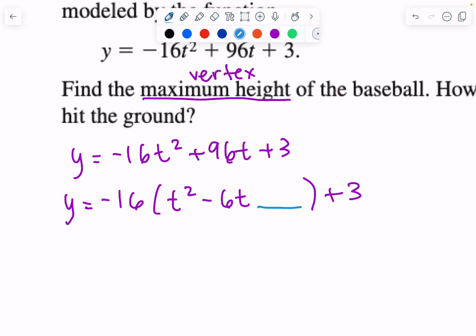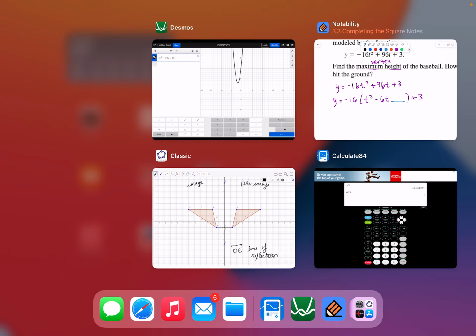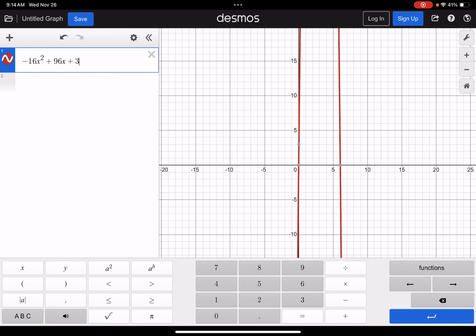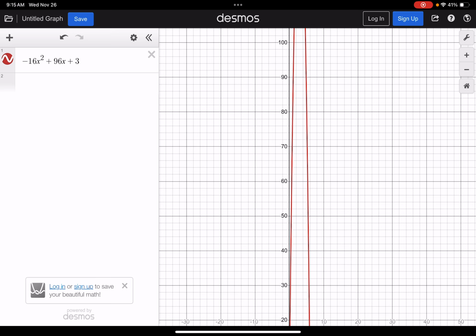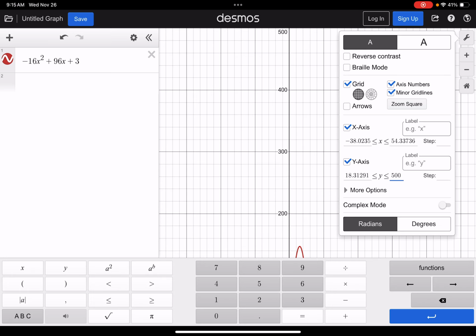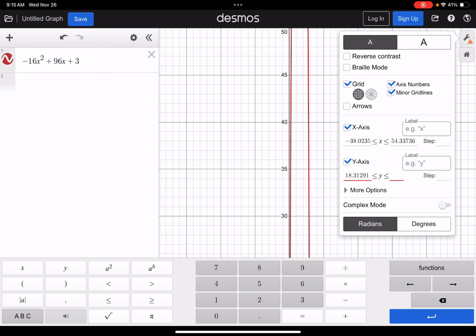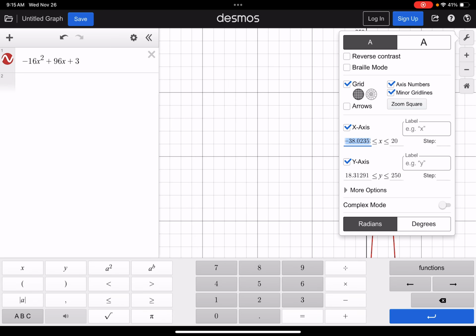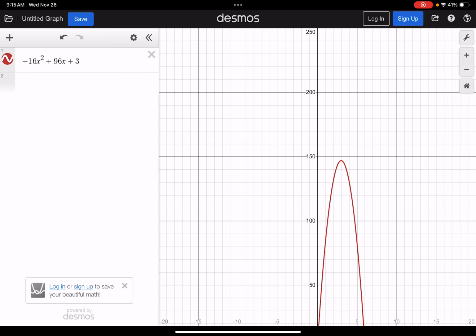Now, to just reiterate that I'm doing this correctly, let's look at the graph. So if I have negative 16x squared plus 96x plus 3, this is the function that I'm looking at. It's pretty high up, so maybe I should just adjust this. Let's give you 500. No, too high. Let's do 250. Okay, good. And let's adjust this so that it's 20 by negative 20, and that's pretty good.